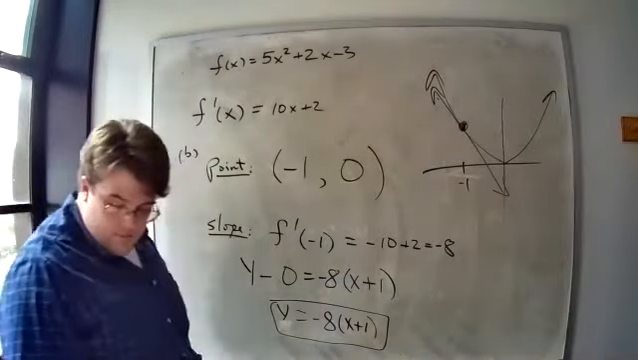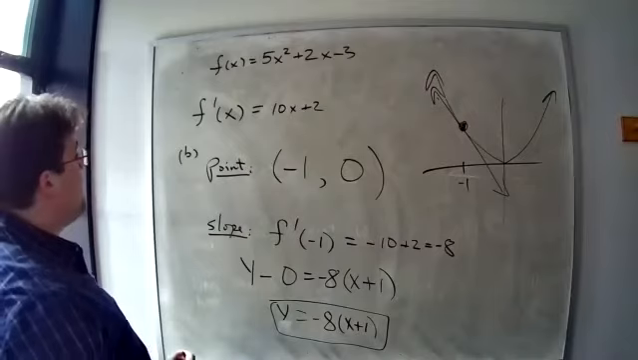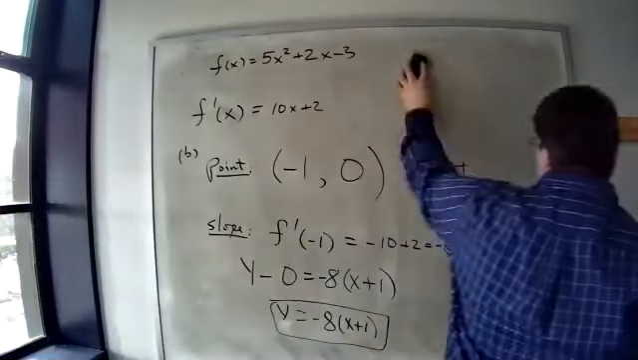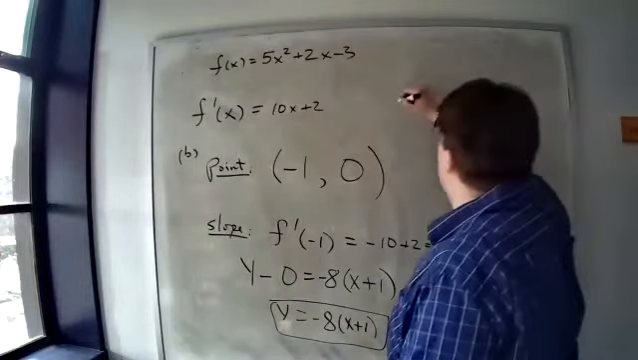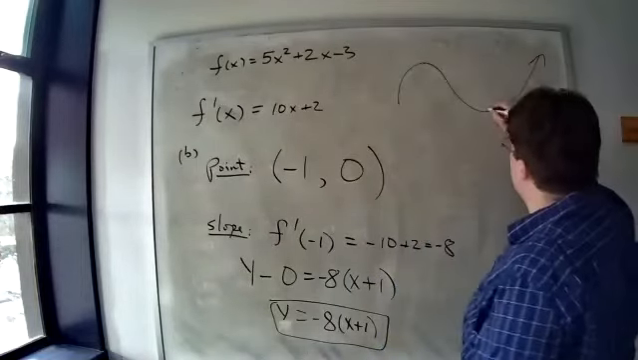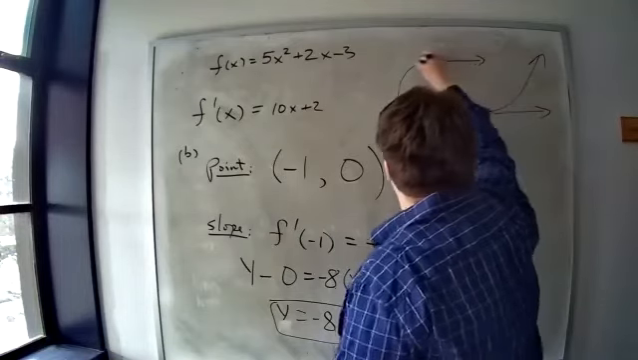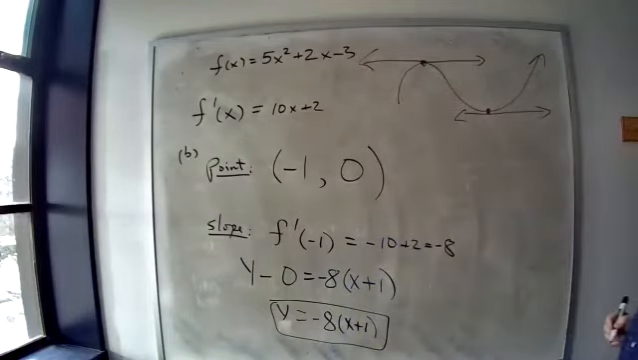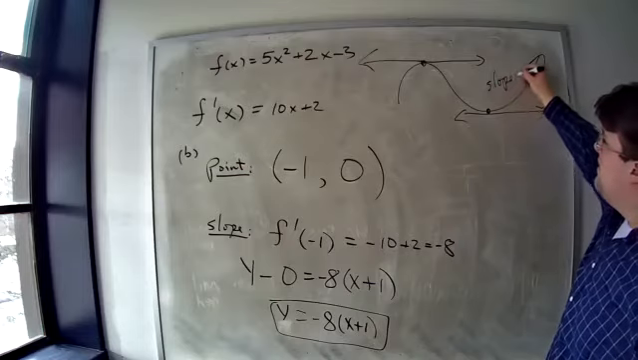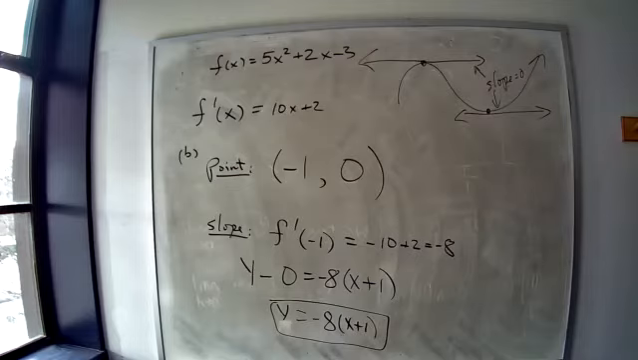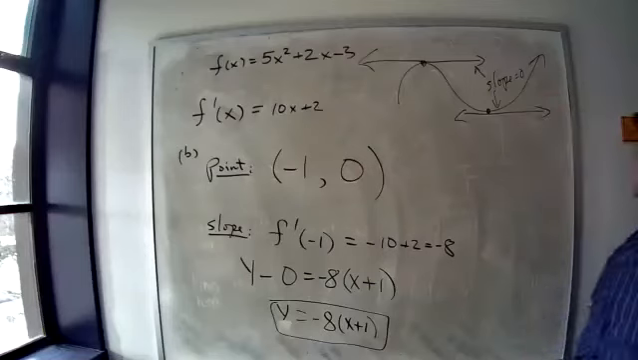Okay, 3c says, find all x values at which f of x has a horizontal tangent. Well, what does a horizontal tangent look like? If here's a function, a horizontal tangent is a tangent line that's horizontal. And the slope of a horizontal line is 0. So we need the x values at which the function has a tangent line with slope 0.